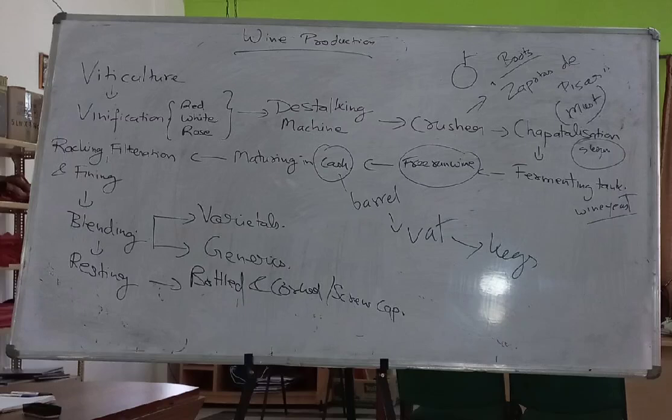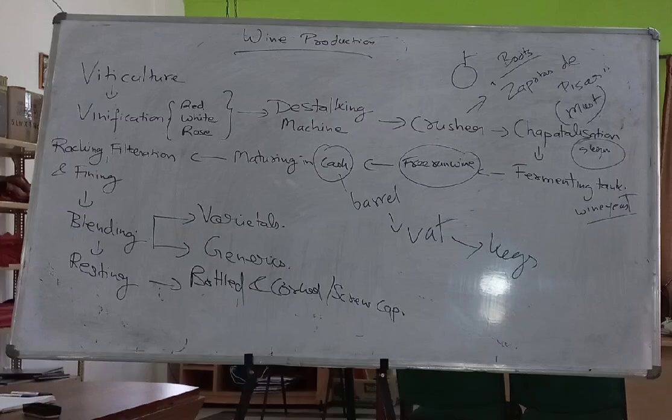So take a look. Viticulture, now everyone knows what it is. What is viticulture? The art of growing the grapes. So your vintage, your grape varieties, your factors, all those things will come under this. So when I say explain with the help of a flow chart, it means you will draw the flow chart and later on you will explain what is viticulture.